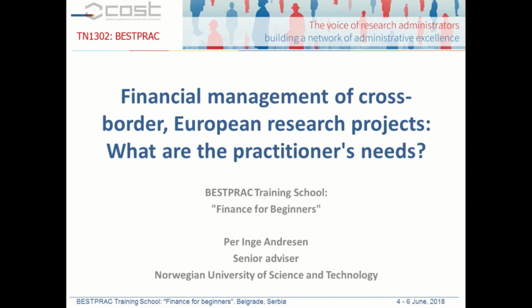Okay, thank you everybody. My name is Per Inge, that's my first name, believe it or not. I come from Norway, and in Norway it's not uncommon that we have a double first name, and I'm one of them. So my first name is Per Inge, and my last name is Andresen.